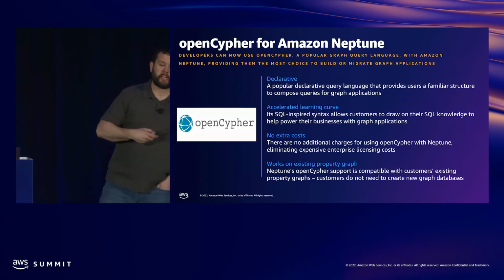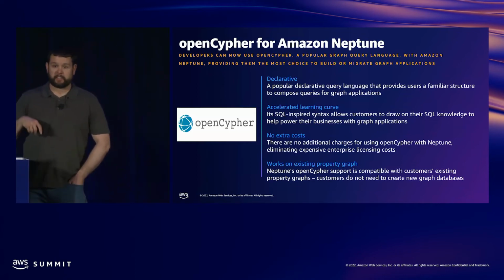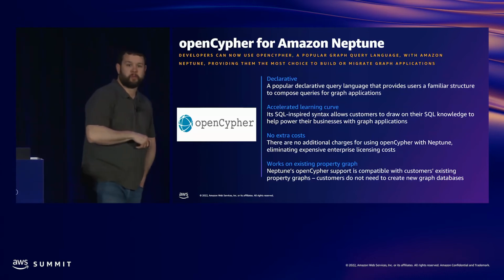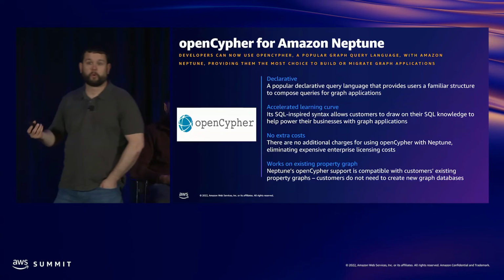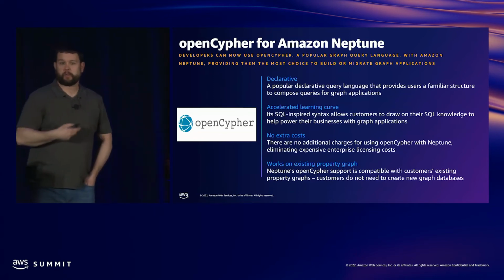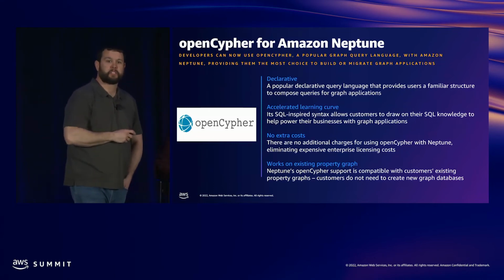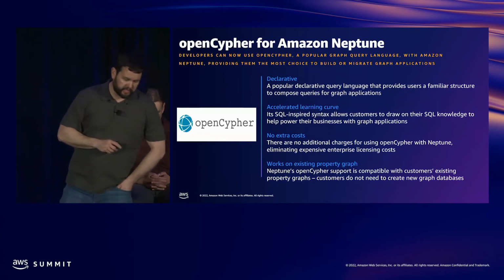OpenCypher was announced for Amazon Neptune last July, but it was in lab mode release. As of this morning, it is now available in all regions where Neptune is supported for production-level usage. This has been one of the most commonly requested features of Neptune for quite a while, so we're very excited that it is now out there.